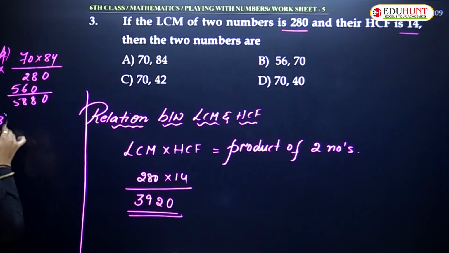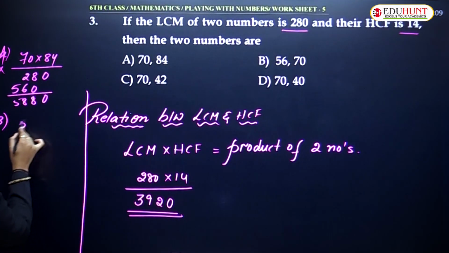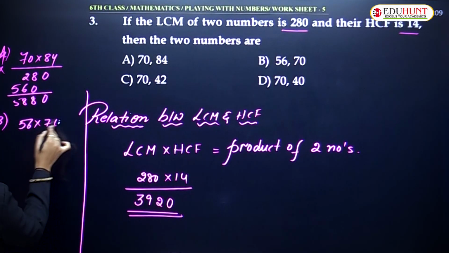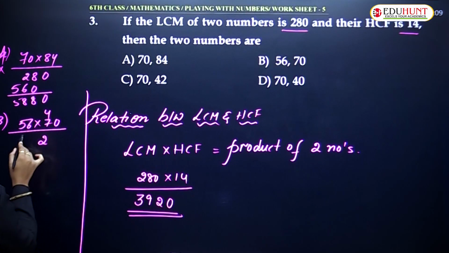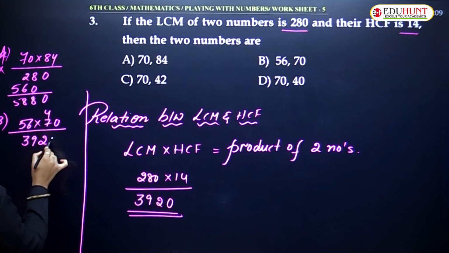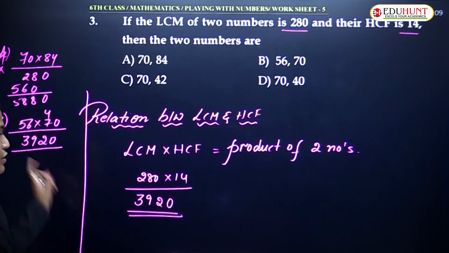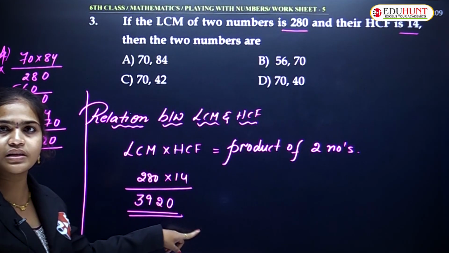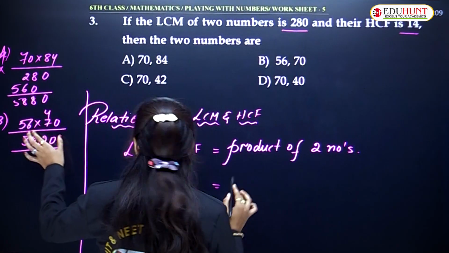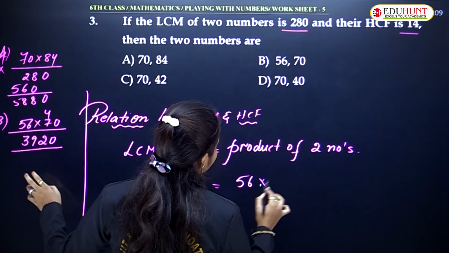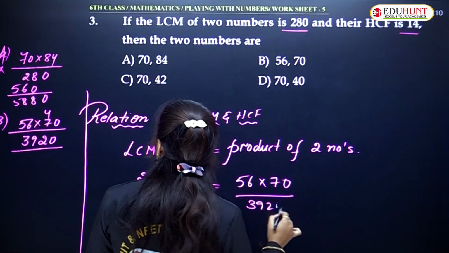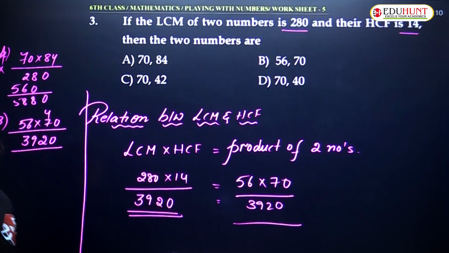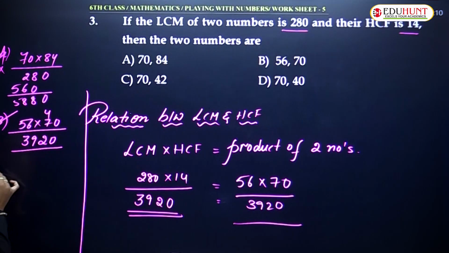Next, option B. What is given here? 56 into 70. 7 6 are 42. 7 5 is 35 plus 4 39, and here 0, 3920. So here also we are getting 3920, no? So what value is satisfying here? 56 into 70, which is equal to 3920. Is it satisfying or not? Okay, option B is satisfying.